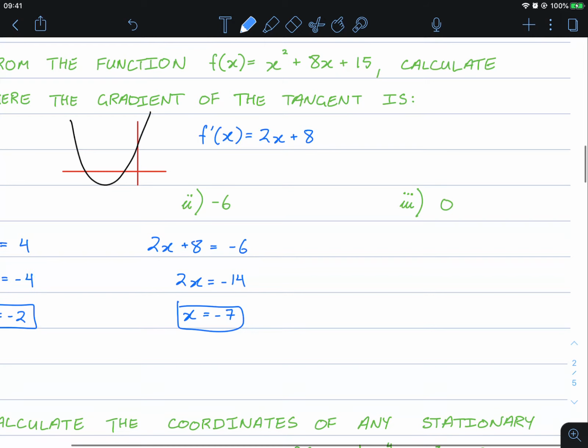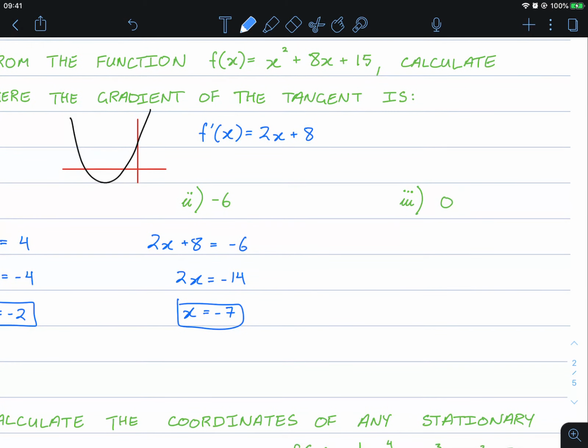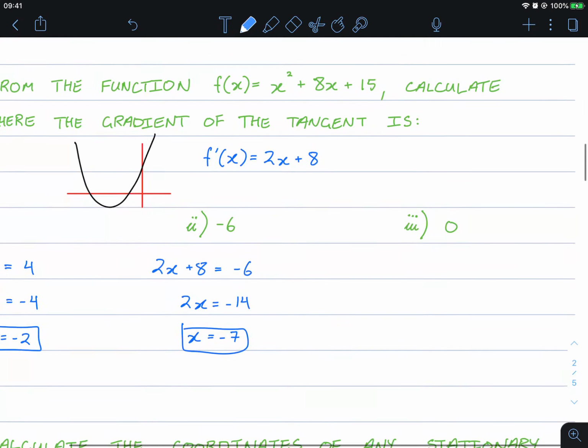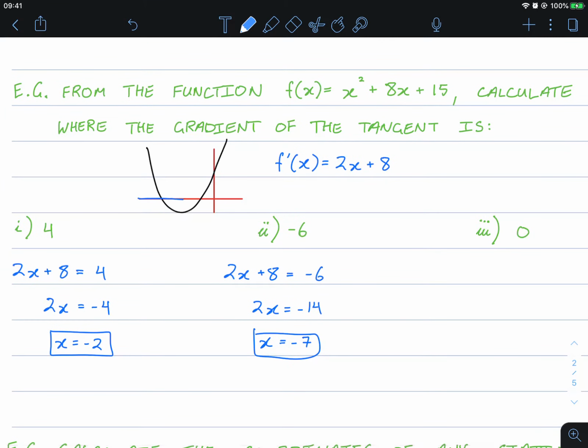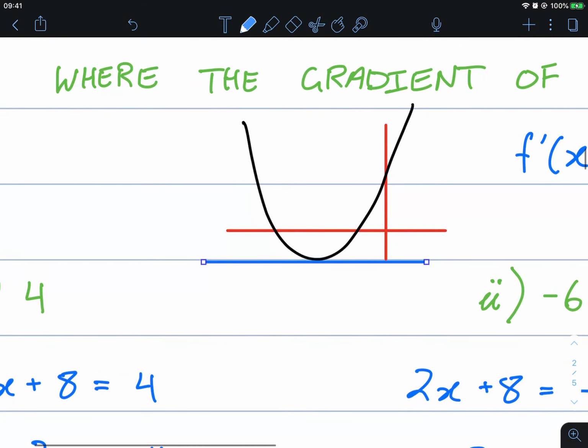One more example here. So we want to find where along the x-axis it will give me a tangent of 0. So really we're looking for the stationary point. So we're really just looking for that point there.